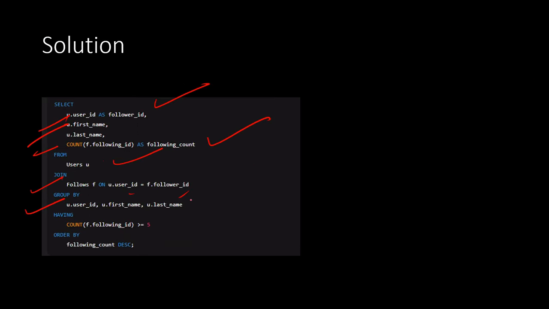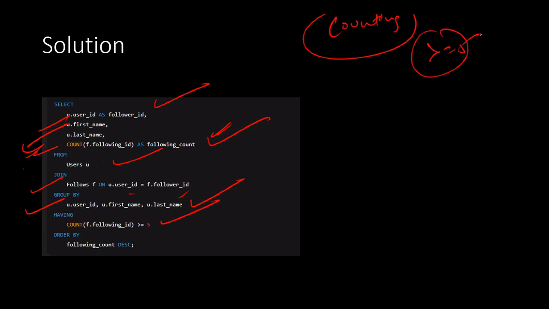So that's why we are grouping them, having count(f.following_id) is greater than or equal to 5. When we are counting the following count, because we are using the aggregate function count, if it is 5 or more, then only we need to display. That's why in the having statement we are saying if the count of f.following_id is greater than or equal to 5, then we need to display, and we can display the count in descending order. So this will be our solution.